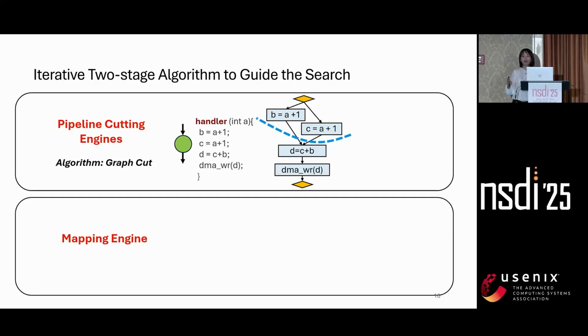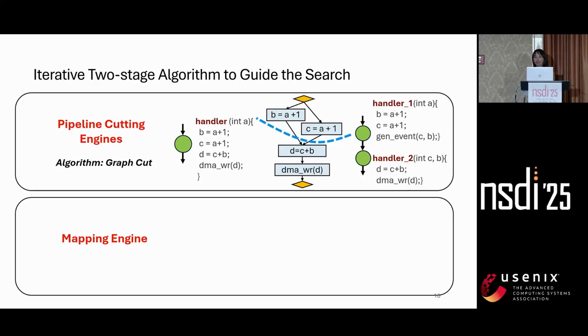And by searching different ways to cut this network flow graph, we could find different ways to partition instructions between different handlers. So every time a pipeline of handlers is generated, it will be sent to the second stage, which is a mapping engine. And the goal is to try to find how I could replicate each handler in the pipeline.